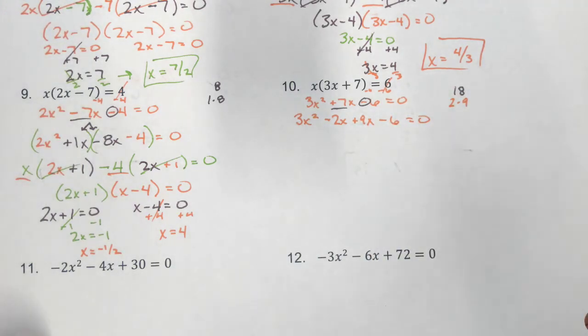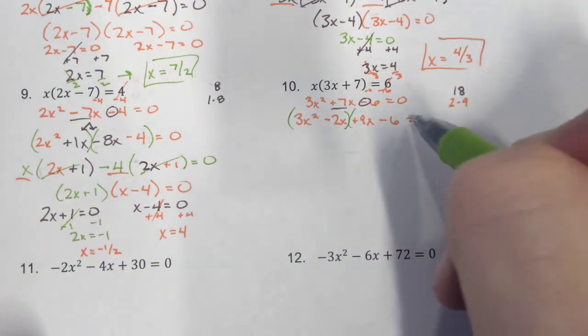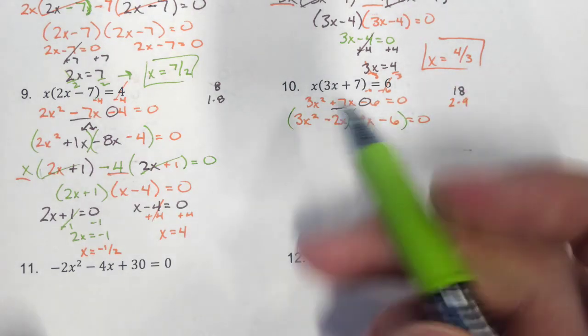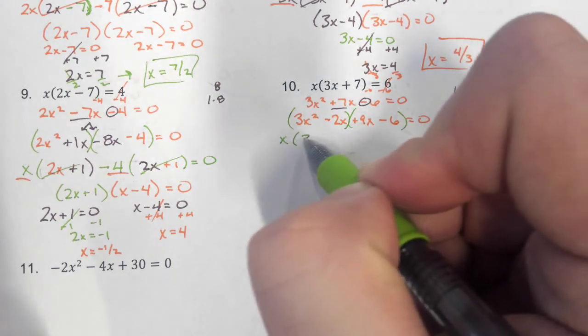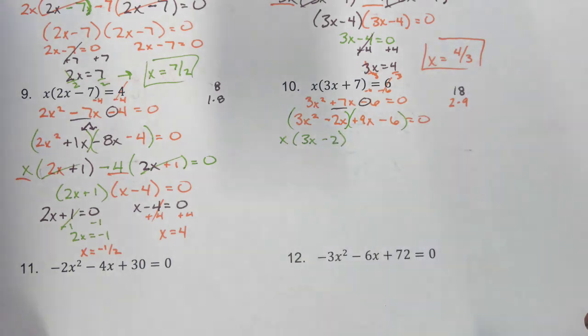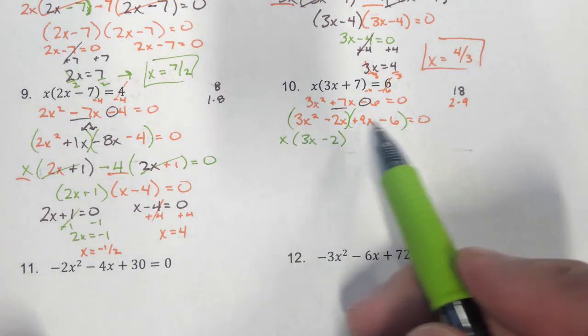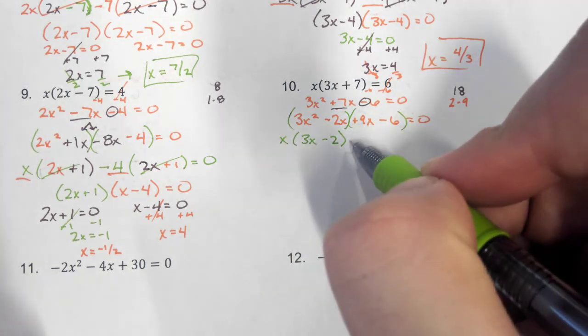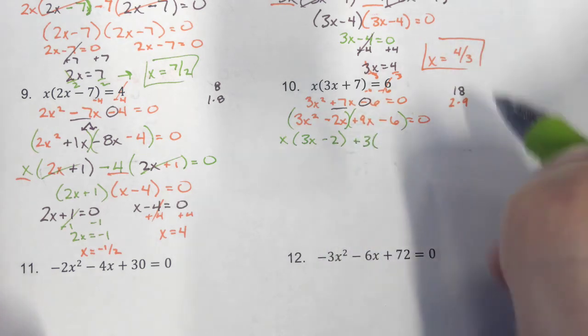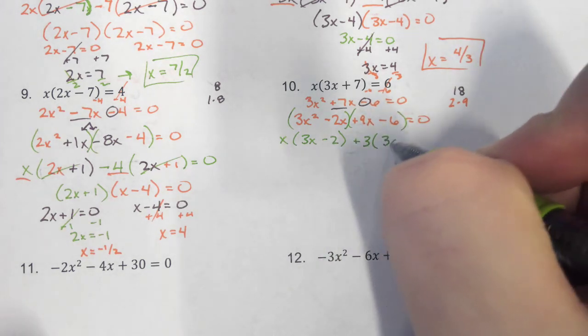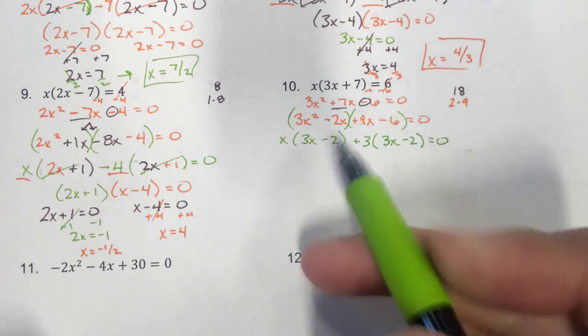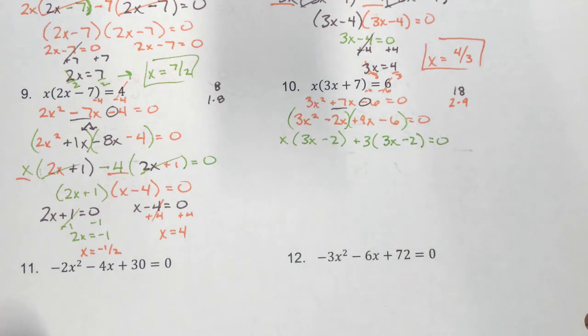We did that to group them together. Group the first two, group the second two. X divides both of those first two, giving you 3x minus 2 left over. In the second group, 3 divides both of those numbers, so we're going to put plus 3. If we were to divide those by 3, we'd have 3x minus 2. That's good because those parentheses match. If they don't match, you've done something wrong. Go back and try it again.